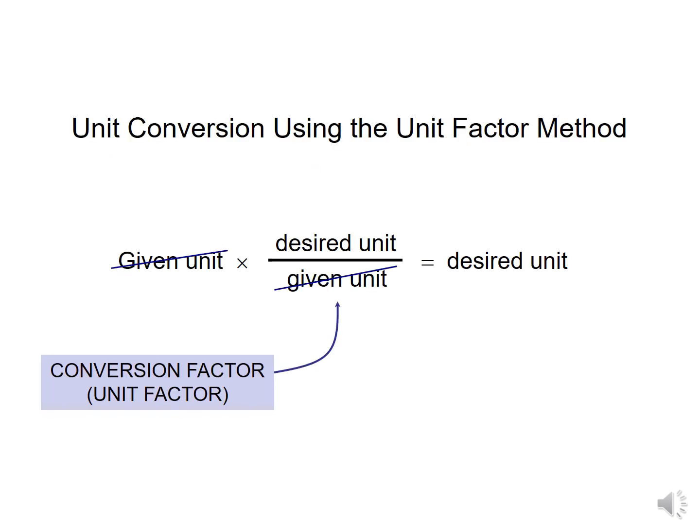The unit factor method is a method of guided proportions. But it has an advantage over proportions in the sense that the units guide us. So we can see clearly how we go from a given unit to a desired unit by unit cancellation. In other words, we multiply the given unit by some unit factor, which is derived from an equivalence statement between the given unit and the desired unit. And we can see how the given unit cancels out and we obtain the desired unit.